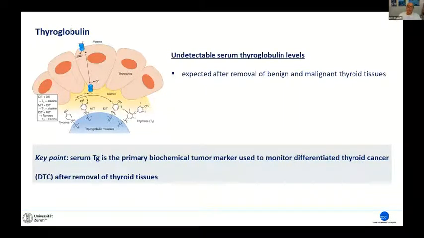On the other hand, thyroglobulin being a tissue-specific marker of thyroid follicular cells, when thyroid tissue is removed, and in case of thyroid tumors, both malignant and benign thyroid tissue, we expect undetectable serum thyroglobulin levels. This makes thyroglobulin the primary biochemical tumor marker used to monitor DTC patients.